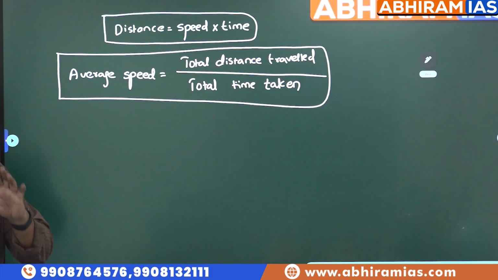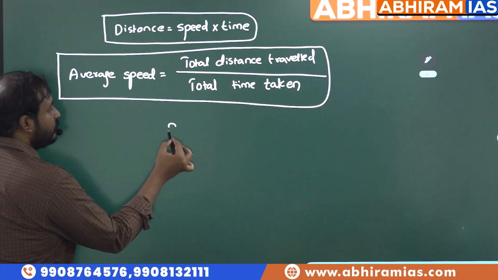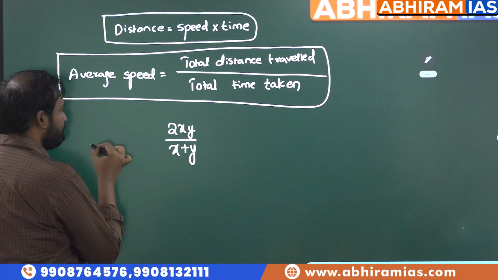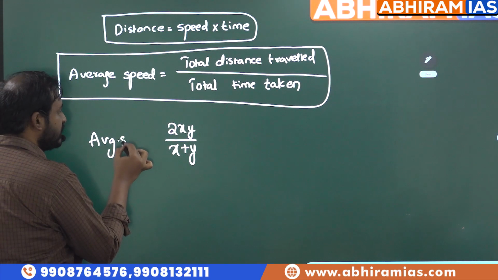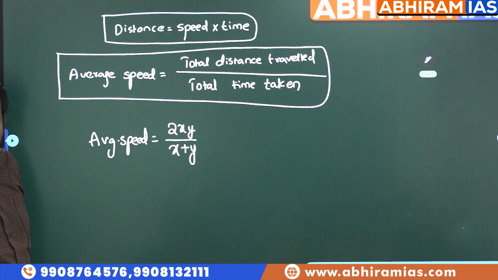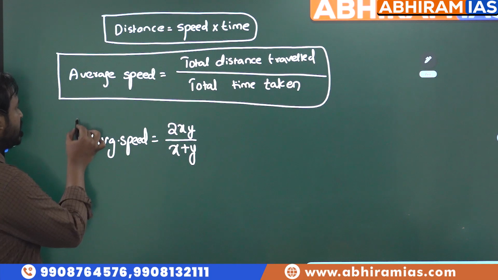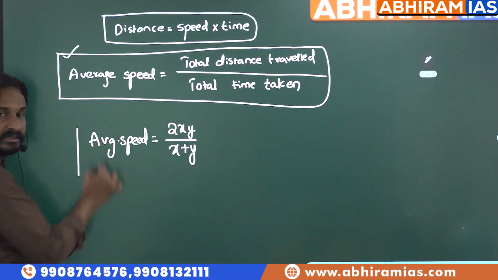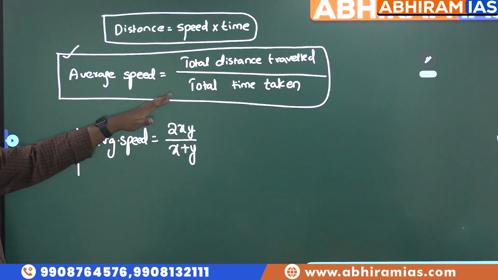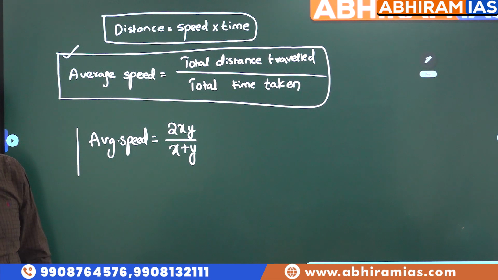But in some books you will see one formula: 2xy by x plus y. Sir, what is this formula? When can we use it? Actually this formula is correct, but it is partially correct. Please write down the average speed formula.